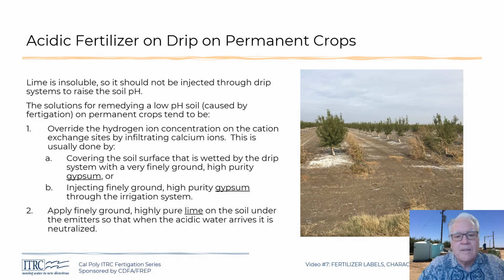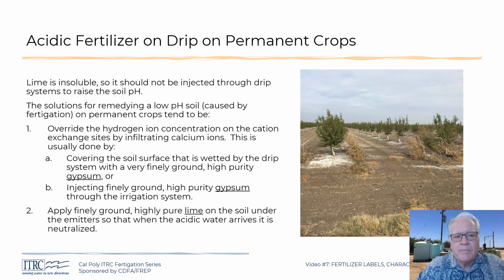So how do you get the lime in the soil to react with the hydrogen ions to raise the pH if it's acidic? Now that's a tough one, because lime is insoluble. You can't really inject it through the irrigation system. You'll just plug the emitters or ruin your microsprayers. So here's what we do.